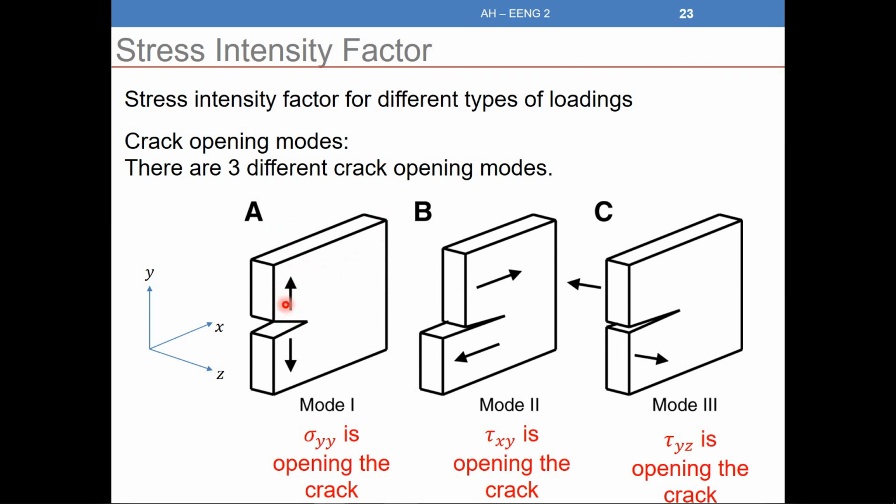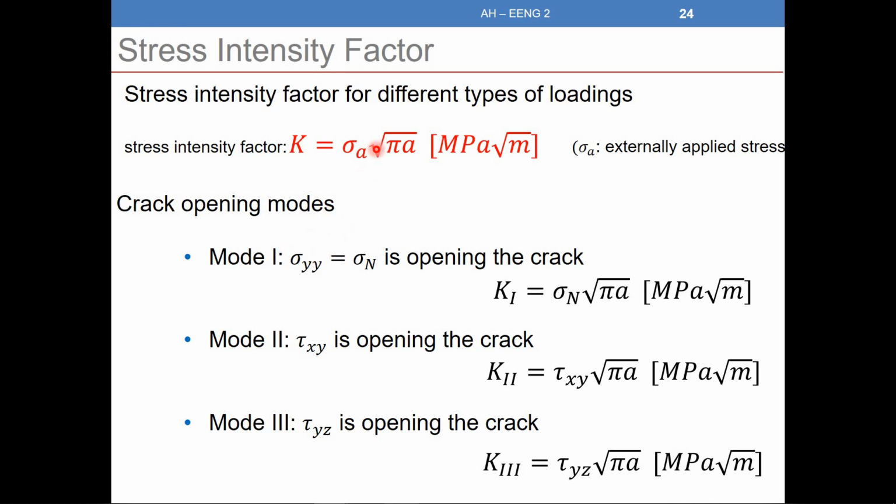So here sigma will be sigma Y. So that's the formula that we defined before. The idea about these three modes is that every time we say applied stress, for every mode the applied stress will be different. So for mode 1, we said that sigma will be equal to sigma y.